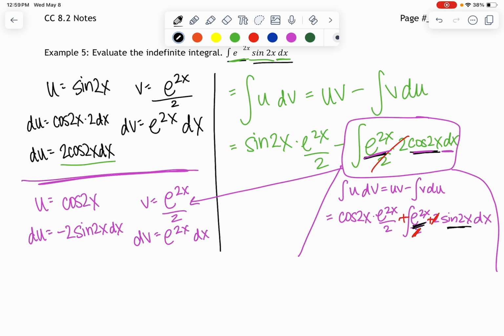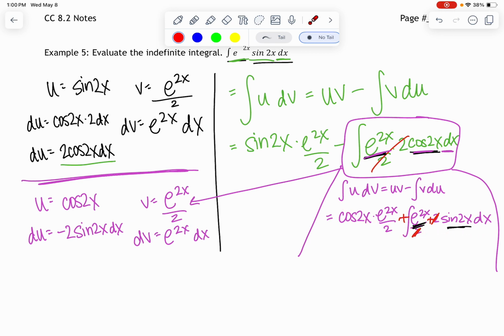And if you look close, you can see that I've actually just looped right back to the beginning. So take a look here. The beginning was integral e to the 2x sine 2x dx, and I have integral e to the 2x sine of 2x dx. So I've actually just made my way all the way around. I did an integration by parts, did another one, and now this is the same as where I started.